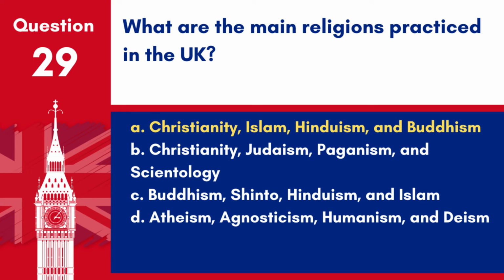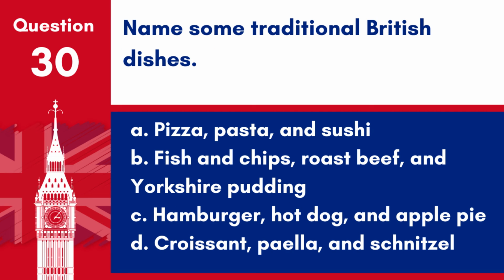Answer A. Christianity, Islam, Hinduism, and Buddhism. The main religions practiced in the UK include Christianity, Islam, Hinduism, and Buddhism. Question 30. Name some traditional British dishes.